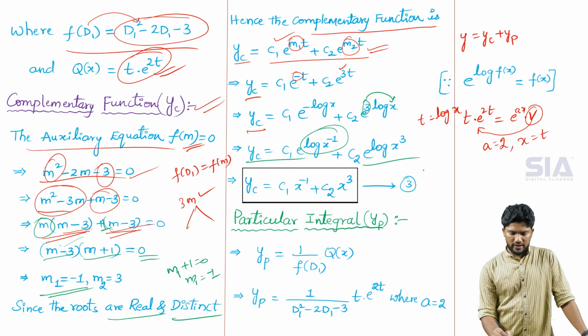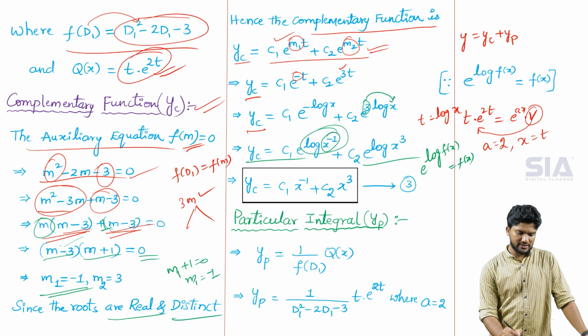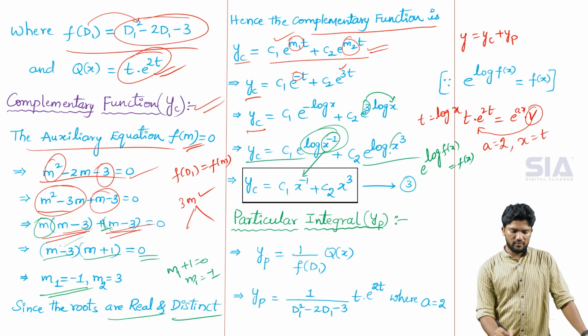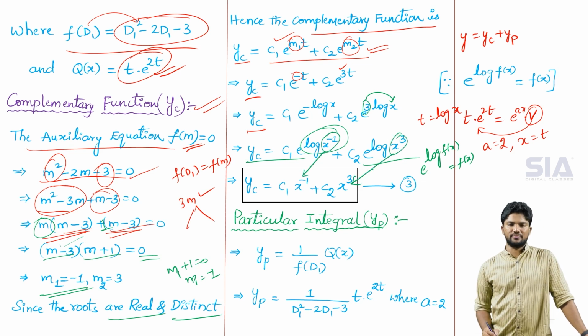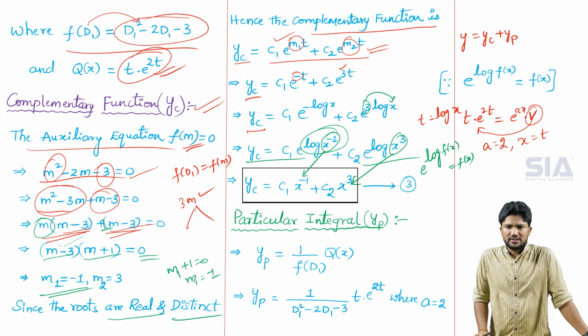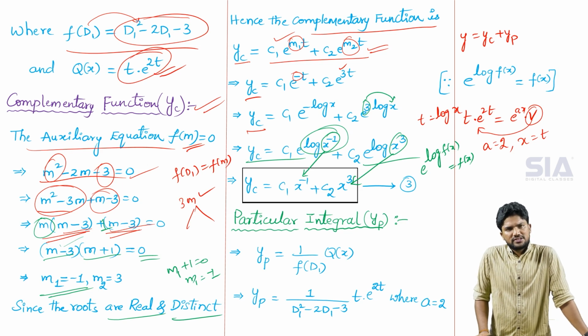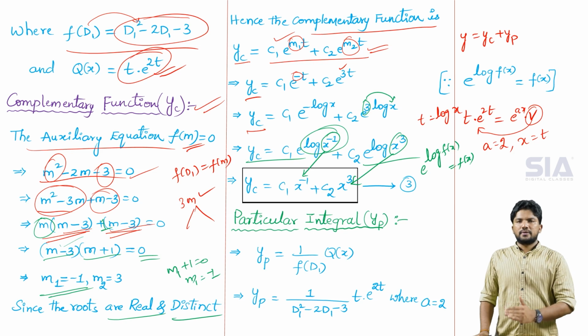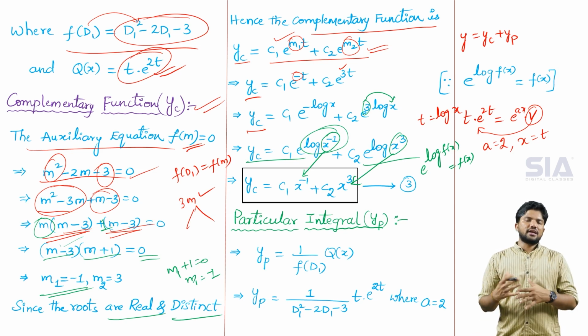Now it converted into the e power log f of x formula. So therefore it is equal to f of x. What is that f of x here? x power minus 1. Here what is that f of x? x power 3. So therefore y suffix c is equal to c1 x power minus 1 plus c2 x power 3. So simply we can get that complementary function. For the complementary function, the procedure is same. Okay, easy only.